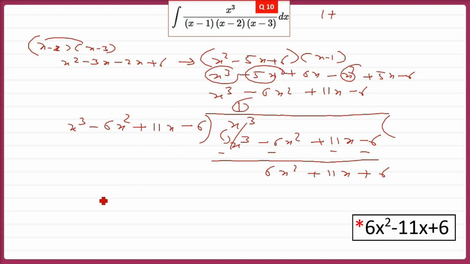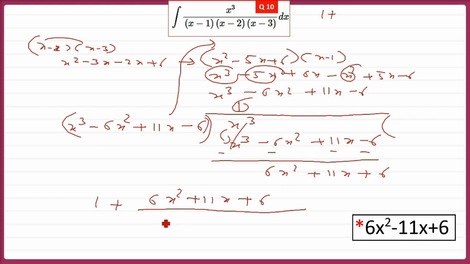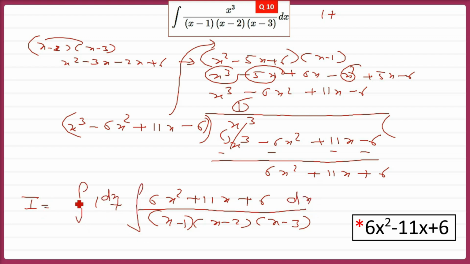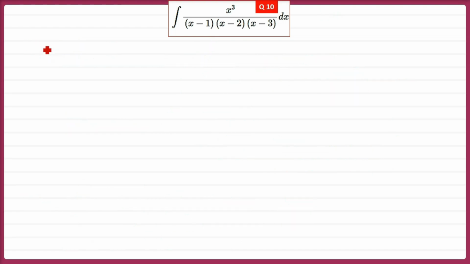Okay. Now this one, there is a slight change in that sign. You understood that. Okay. So 6x square minus 11x plus 6. So let me write the denominator now. X minus 1 into x minus 2 into x minus 3. So this integral has come. So when you integrate this, integration of first term will be simply x plus. But remember, this is 6x square minus 11x. There is only one change. Okay. So let's call it as I1, which we are finding out.